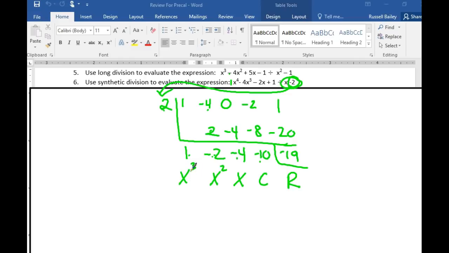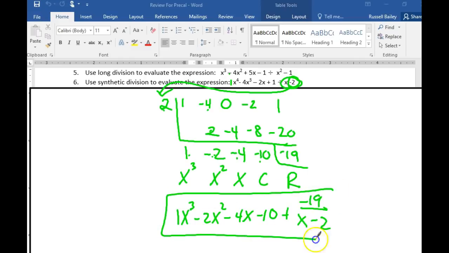So our answer is going to be 1x cubed minus 2x squared minus 4x minus 10 plus my remainder over the divisor.